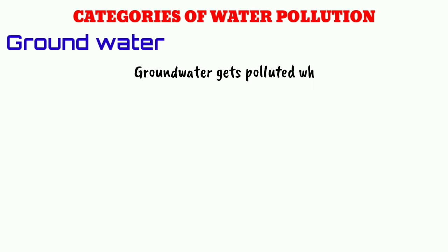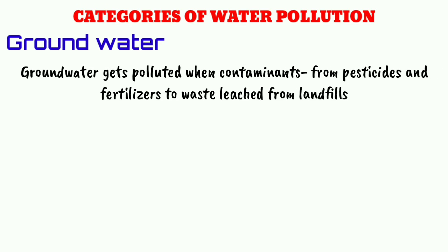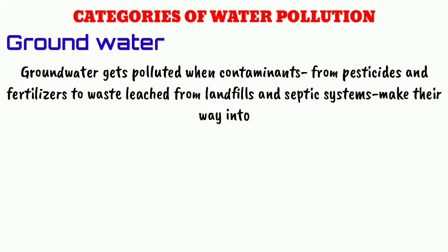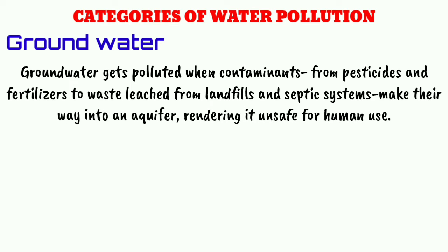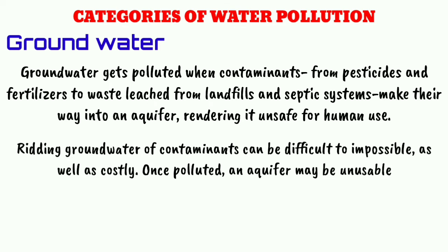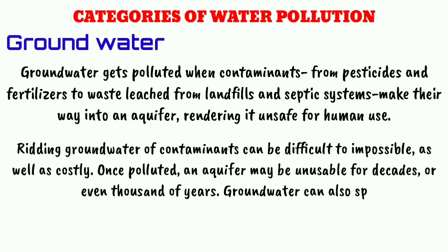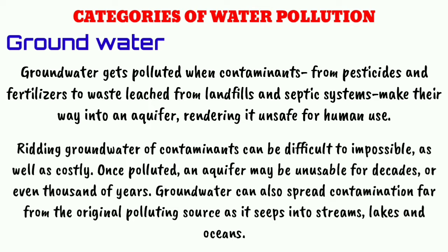Groundwater gets polluted when contaminants, from pesticides and fertilizer to waste leached from landfills and septic systems, make their way into an aquifer, rendering it unsafe for human use. Ridding groundwater of contaminants can be difficult to impossible, as well as costly. Once polluted, an aquifer may be unusable for decades or even thousands of years. Groundwater can also spread contamination far from the original polluting source as it seeps into streams, lakes, and oceans.